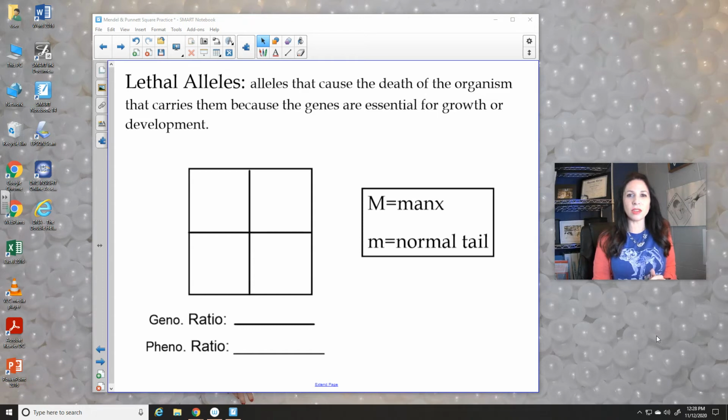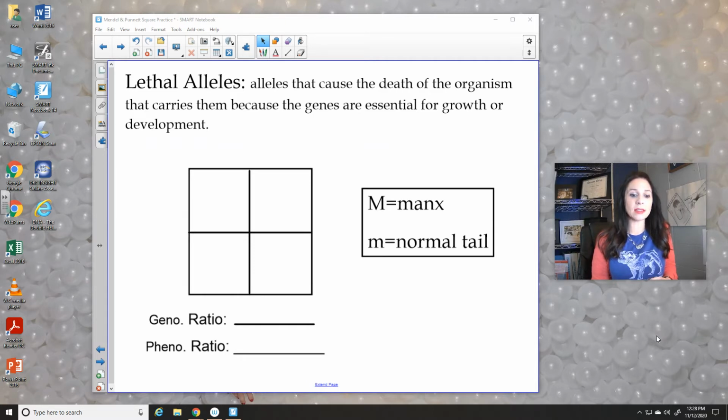Hey guys, back for our last inheritance pattern, which are lethal alleles. And just like the name implies, when you have this particular trait, sometimes it results in a fatality, normally because the gene codes for some crucial part of growth or development. And so for today, our example are Manx cats.